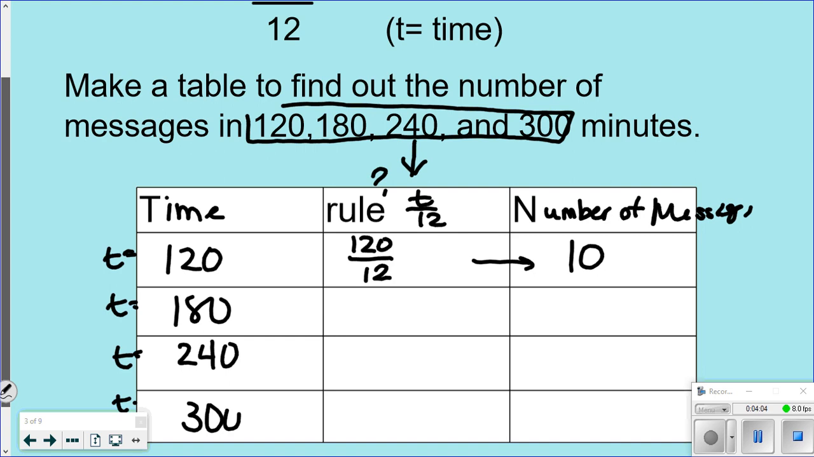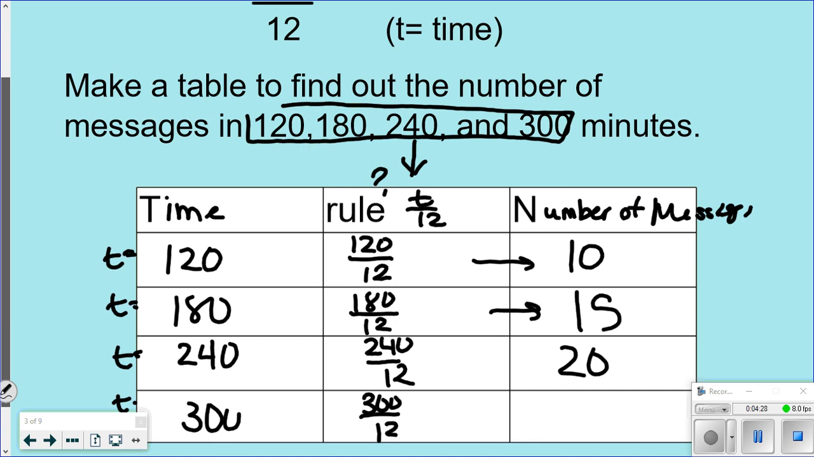Then we have 180, and we're going to do the same thing. We're going to substitute 180 in for t divided by 12. 180 divided by 12 is 15. Same thing here, I'm going to do 240 divided by 12. Well, I know that's going to be 20. You can see a pattern. It's going up by 5. So I bet 300 divided by 12 is 25.